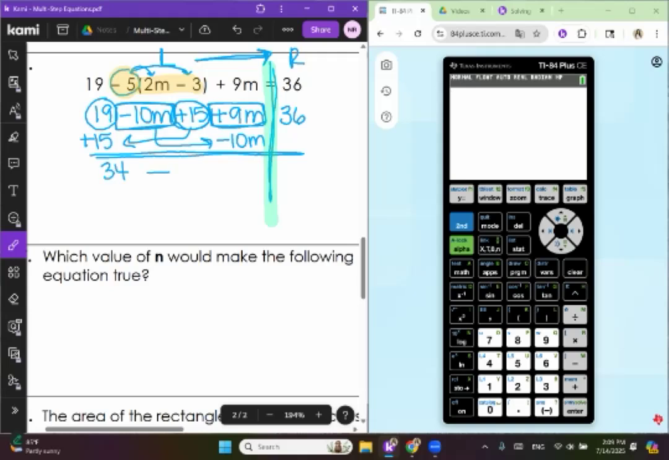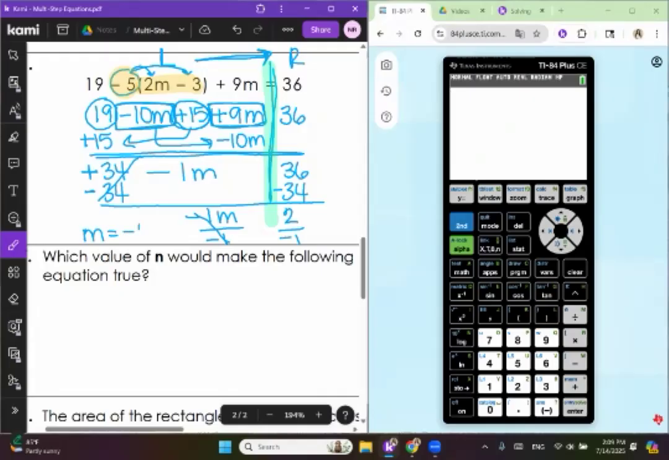9 minus 10, minus 1m. 36 comes down. Question 4, is there a constant? Yeah, 34 is my constant. Don't try to add it because this minus belongs to the 1. 34 is positive, meaning there's a plus sign in front of it. Plus changes to minus. 36 minus 34 is 2. Last step is to divide. So we get m equals negative 2.